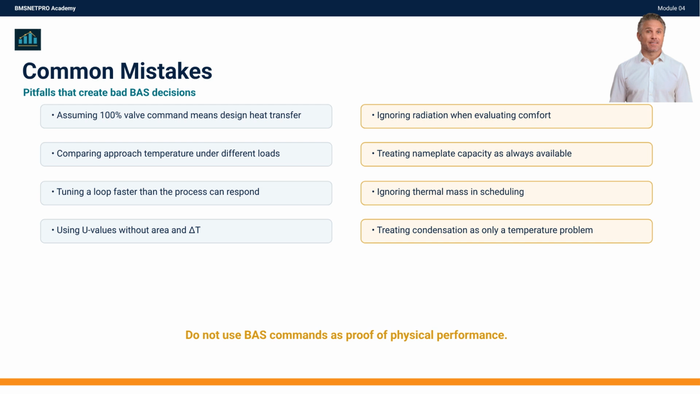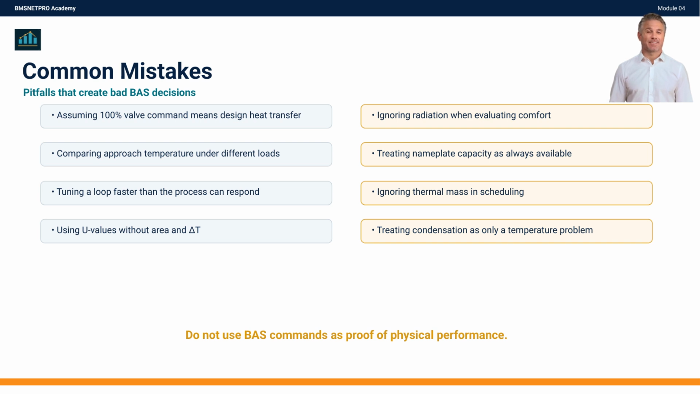Another common mistake is tuning a loop faster than the process can respond. The controller may look active, but it may only be creating oscillation, wear, and wasted energy. Thermal mass is also often ignored. A schedule change that looks correct on paper may fail because the building stores energy and responds slowly.